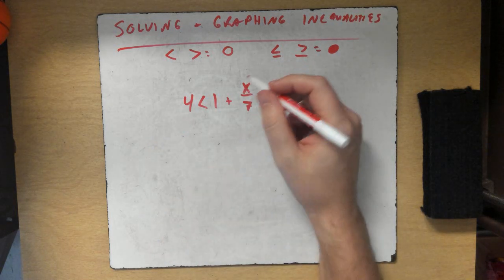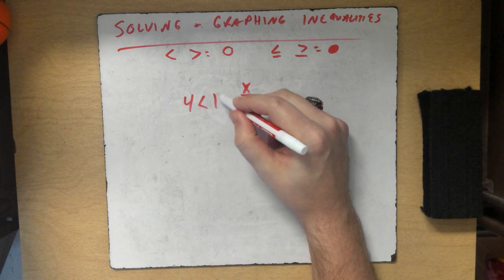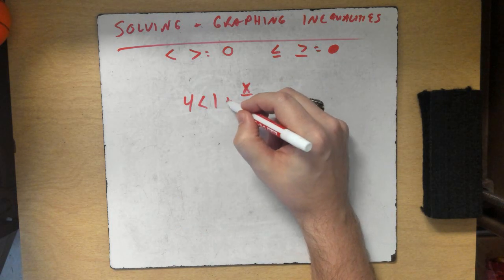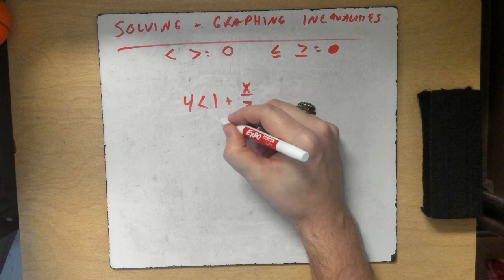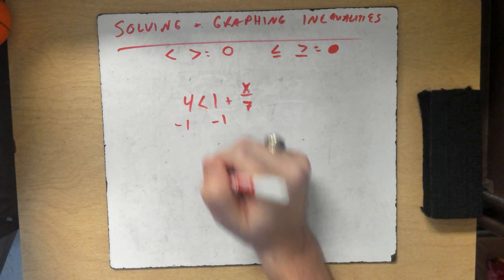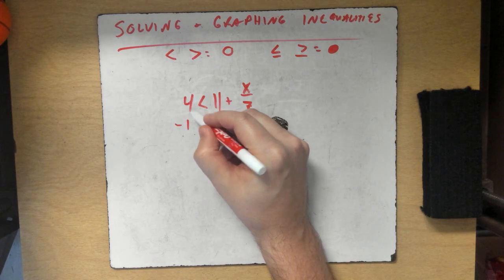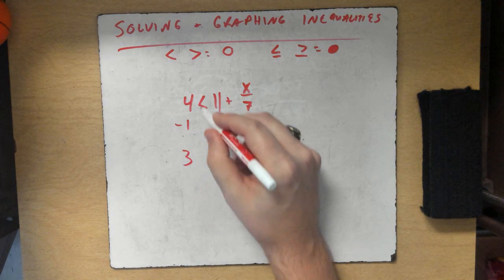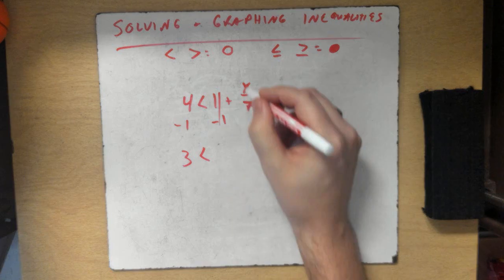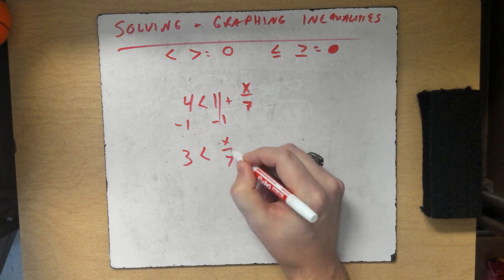So our first step was not attached to the letter. Well, this 1 here, right? It's hanging out by itself. What's being done? It's being added. It's positive. The opposite. Minus 1 here. Minus 1 here. This cancels. We do the math. 4 minus 1 gives us a 3. We bring down our less than sign. We bring down our x over 7.